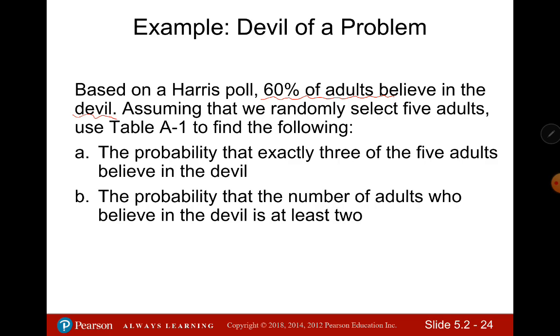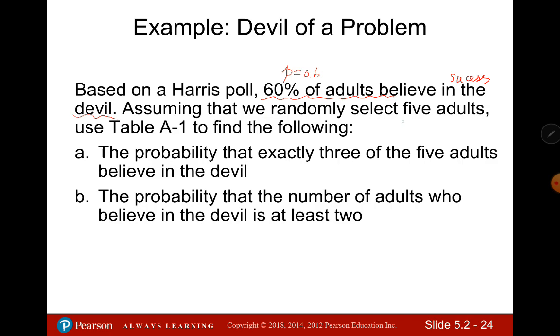So just like I said, the success is not necessarily a good thing or a bad thing. It just tells you two classes. So here we treat belief in the devil as success. Then this 60% we treat as our success rate. So it's the lowercase p, the probability of a success, okay?